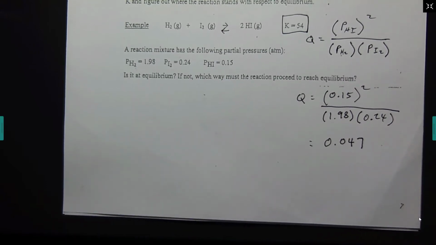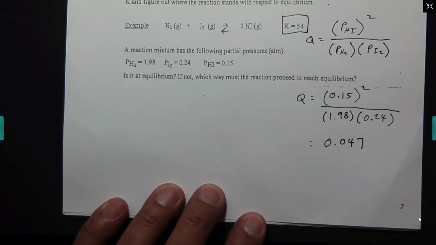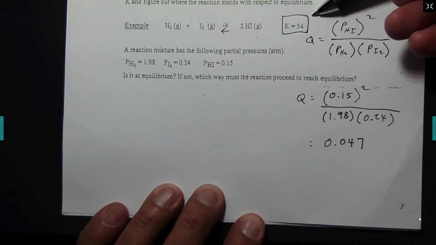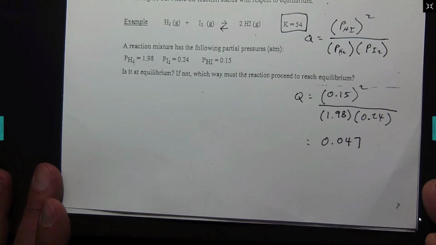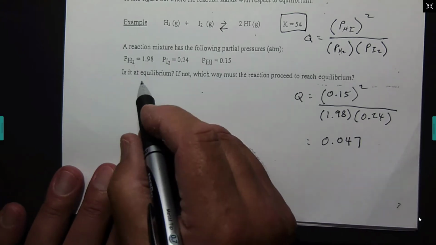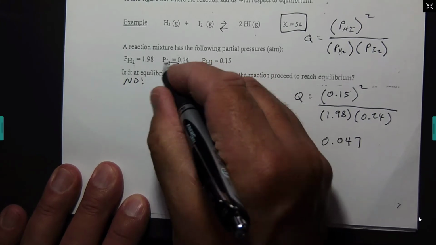So, are we at equilibrium? No. When are you at equilibrium? When the value of Q equals the value of K, then you're at equilibrium. Then the concentrations stop changing. So right now, this reaction is not at equilibrium. So is it at equilibrium? No, it's not at equilibrium.